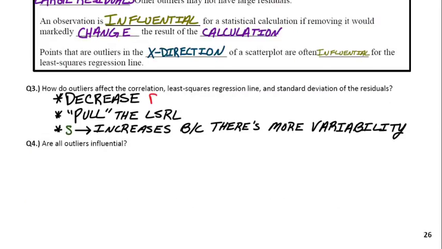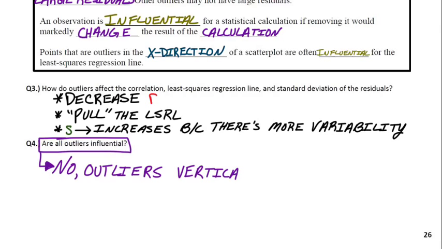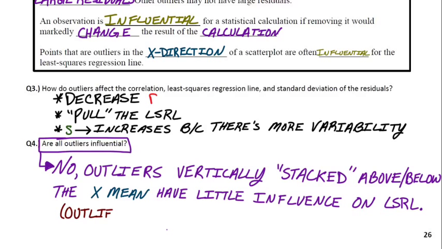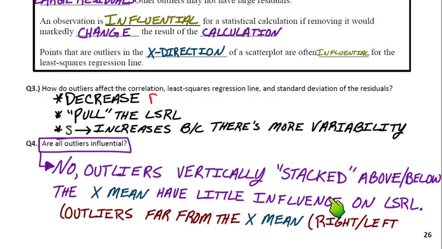All right, so scrolling down here. Are all outliers influential? And the answer is no. That's the distinction we're trying to make there. So no. Outliers vertically, stacked above or below the x-mean, so right in the middle on the x-axis, have little influence on pulling the LSRL. Outliers that are far from the x-mean to the right or left, those are the ones that pull the line and are influential.